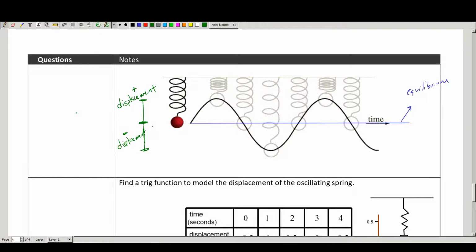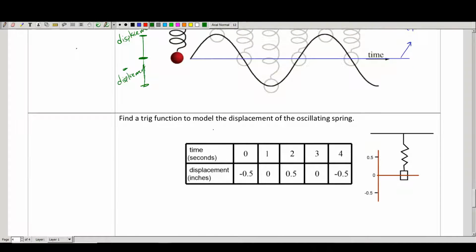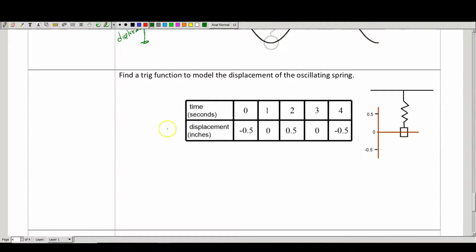If you talk about this type of periodic motion, you can model it with a sine or cosine graph, and that's what we're going to try to do here. To start things off, let's look at a pretty simple example. We have a table with time, and the amount of displacement in inches. At 0 time, we have a displacement of negative 0.5 inches.